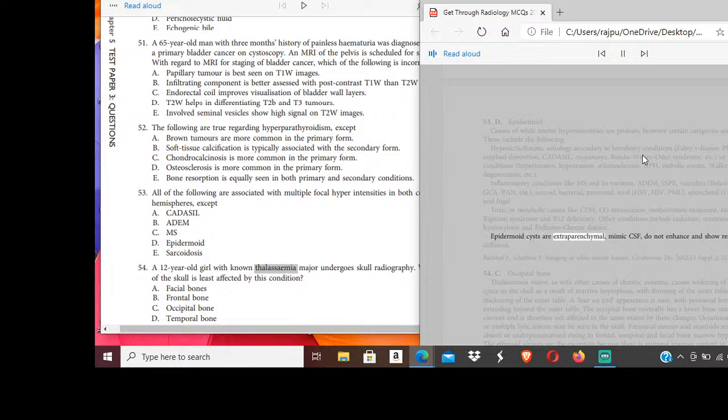Epidermoid cysts are extraparenchymal, mimic CSF, do not enhance, and show restricted diffusion. Barkhof F, Scheltens P. Imaging of white matter lesions. Cerebrovasc Dis 2002; 13 Suppl 2:21-30. 54. C. Occipital bone. Thalassemia major.